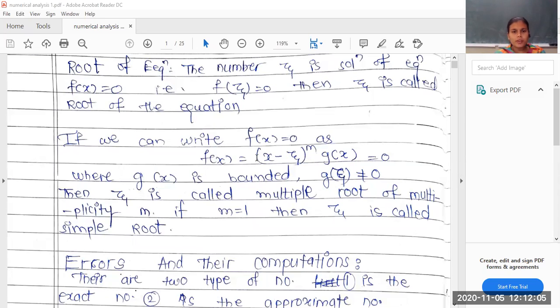So, this is what the root of an equation we have seen. What is a root of an equation? The number zeta is called the solution of the equation or the root of the equation, that is, f of zeta is equal to 0. If it satisfies this equation, then it is called a root of the equation. These are the things which we need for finding the root of an equation. That is, if you get any number zeta in such a way that f of zeta is equal to 0, that means it should satisfy your equation.